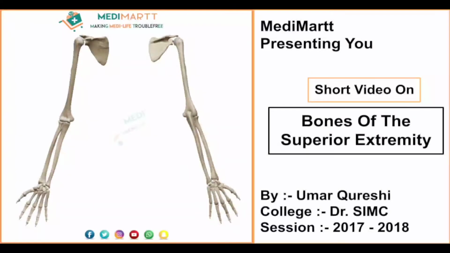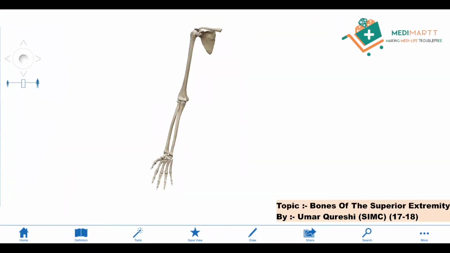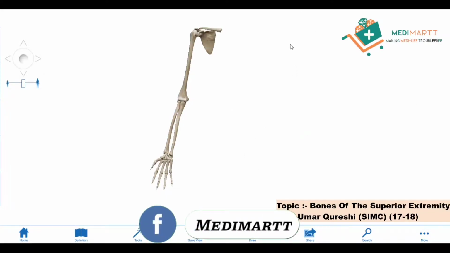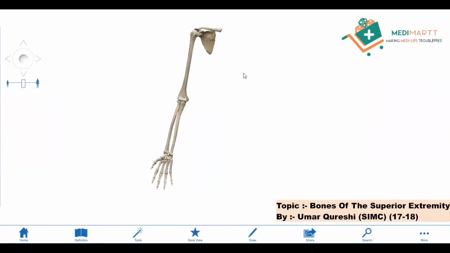Today we will discuss the bones of the superior extremity in very short with a 3D video. So let's start our session. As you all know, this is the anatomical position of the superior extremity. Basically, the superior extremity consists of the shoulder girdle, then the humerus, the radius, the ulna, some carpal bones, some metacarpal bones, and the phalanges.